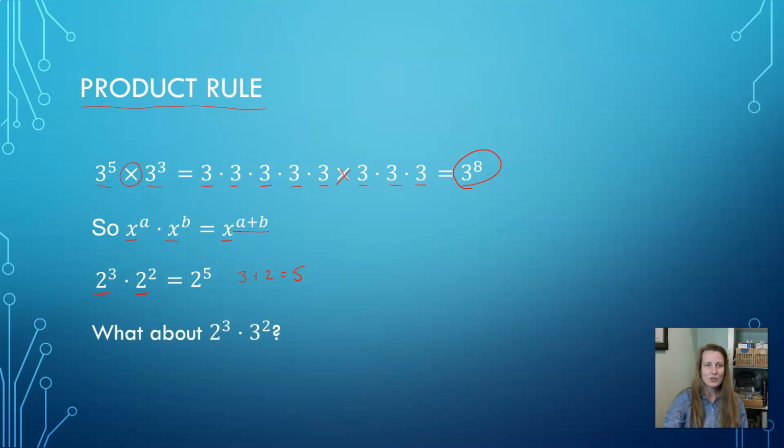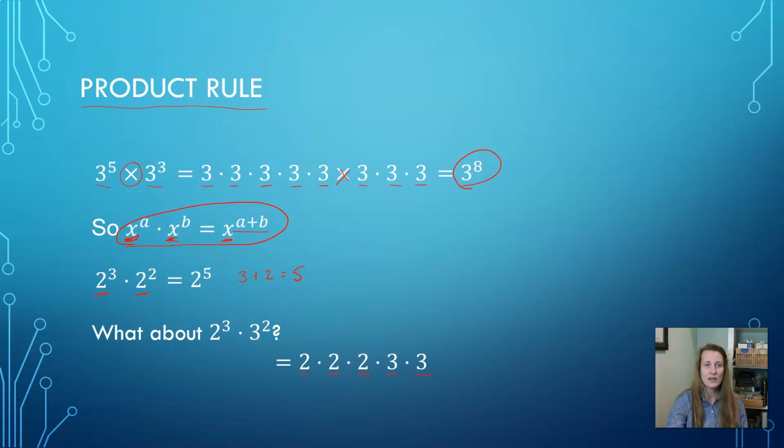What about 2 cubed times 3 squared? Well, that's 2 3 times and 3 2 times. Can I combine those as a single base? And no, I can't. I can't combine them. They have to have the same base. So going back up here to our rule right here, remember that they have to have the same base.